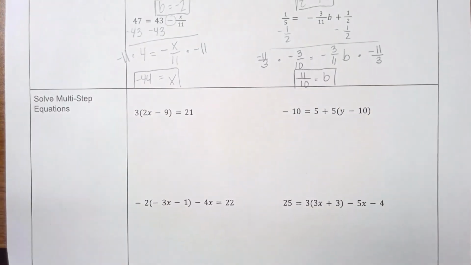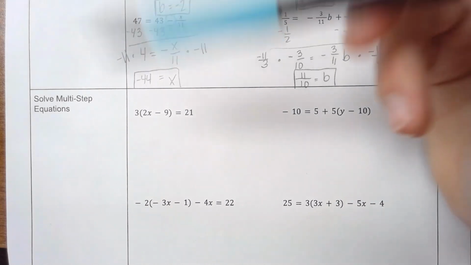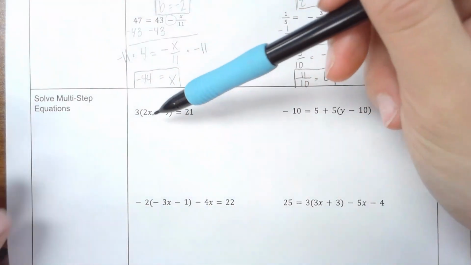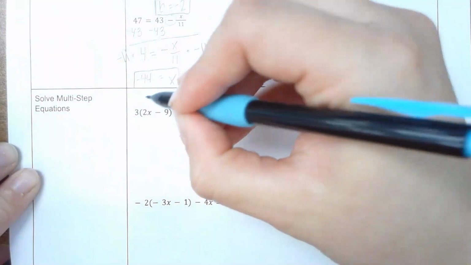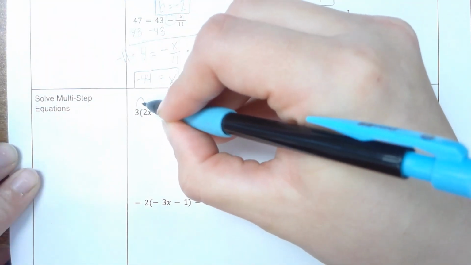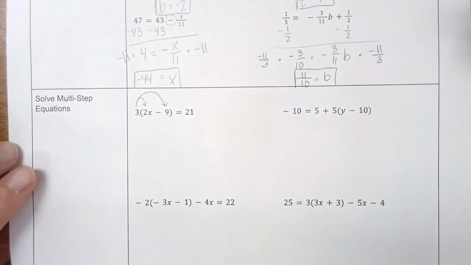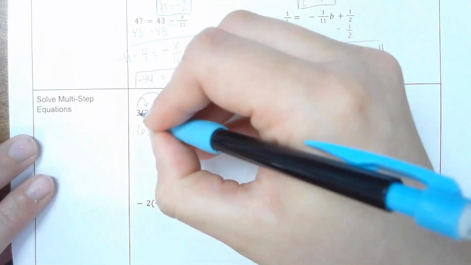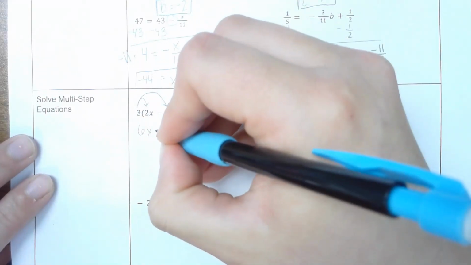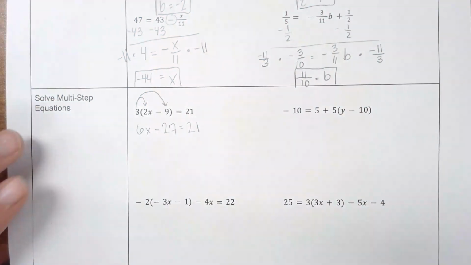Whenever you see multi-step equations, you are going to see a bunch of terms that need to be simplified first. For example, over here, I see some parentheses. If I can't do anything on the inside, that's when I move to the outside, and you are going to use the distributive property and distribute this 3 to everything on the inside. So 3 times 2x is 6x. 3 times negative 9 is negative 27. And all of that's going to equal 21.